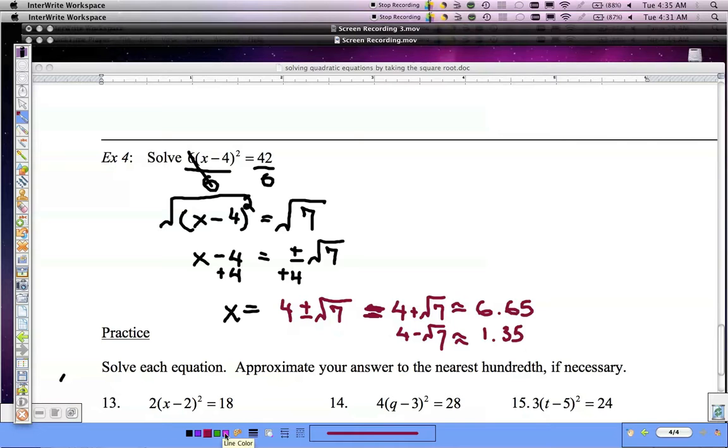So again, you might see solutions both ways. You may see this written as x equals 4 plus or minus radical 7, and you might also see it in brackets as 6.65 and 1.35 to say that x could be both of those.